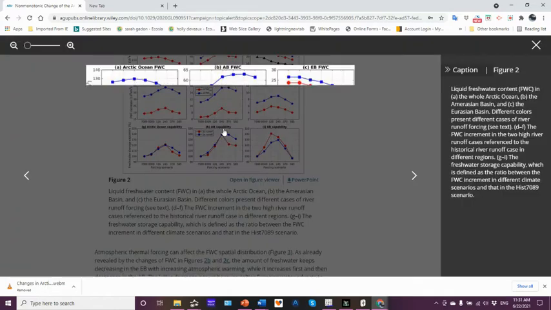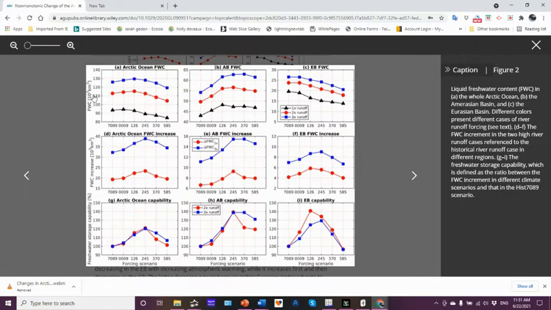So let's take a look at this figure here, and this is the freshwater content in 1,000 cubic kilometers. This is the Arctic freshwater content as a whole, the Amerasian Basin, and the Eurasian Basin. And this is what they were talking about. We see the increase at first, again referring to each of the different models, for 1 time, 2 times, 3 times the runoff. And then it levels off, declines a bit in the Amerasian Basin, whereas the Eurasian Basin is constantly declining.